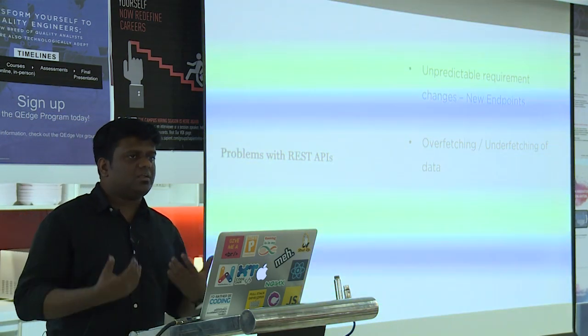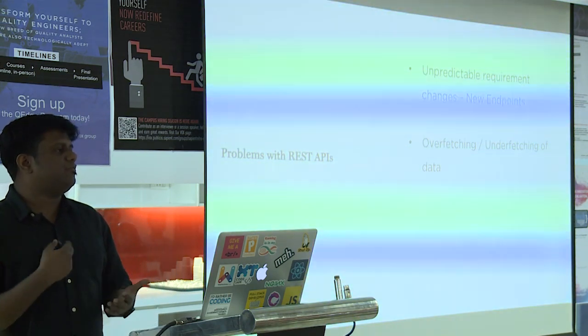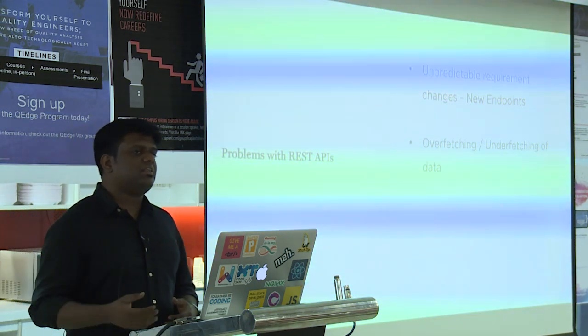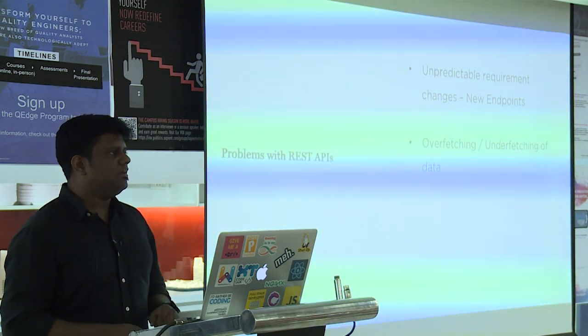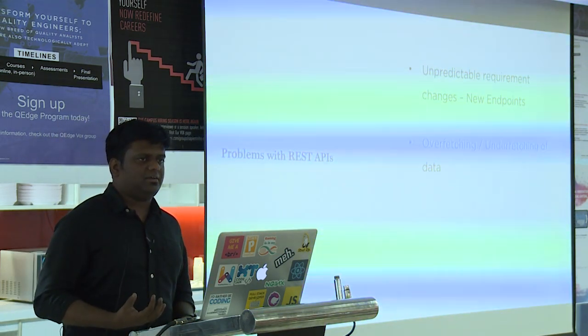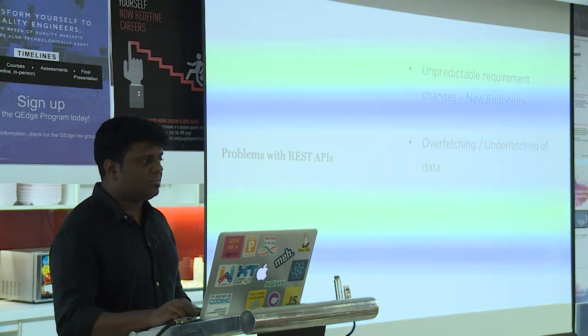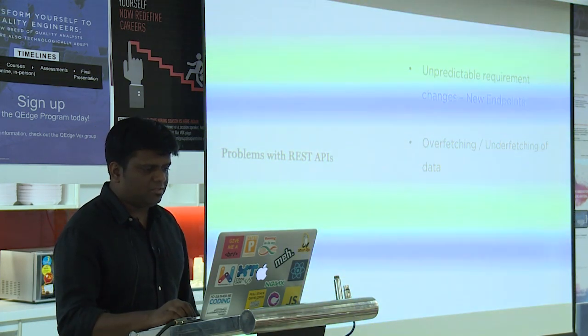But if you query for a person, you get name, email, phone number, address, and a lot of details which come along with it. And you have to use only a couple of them, right? So you are overfetching those data. You don't need those on the client side. So there is a lot of network usage.